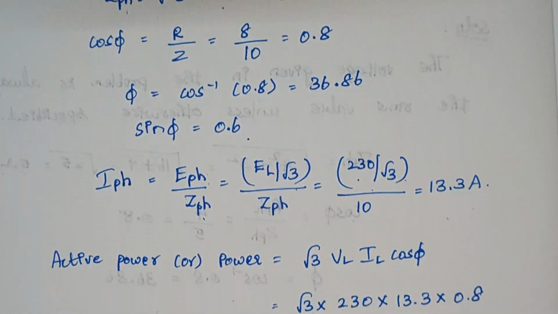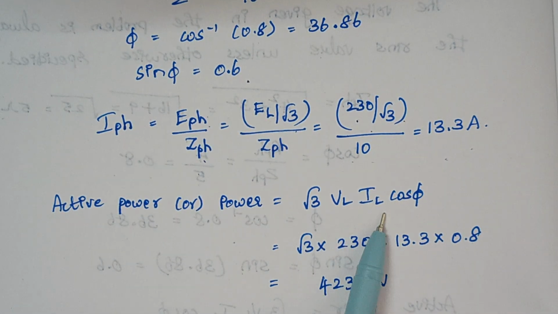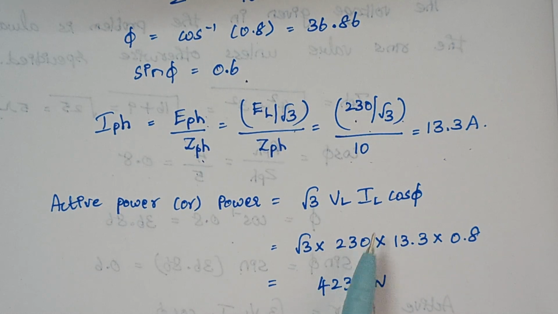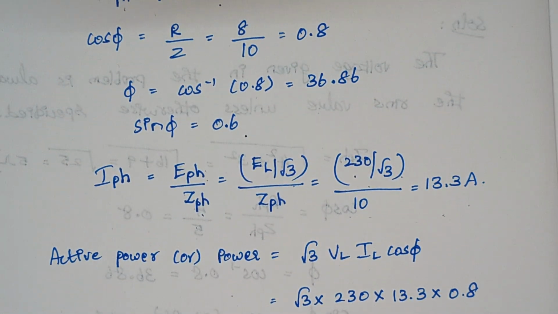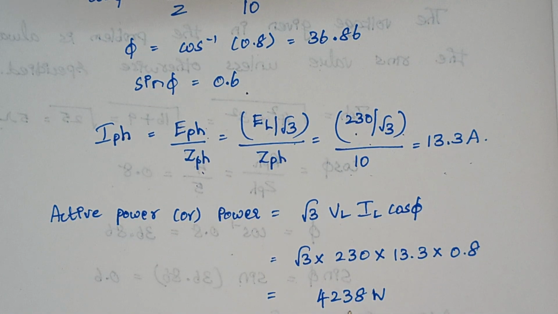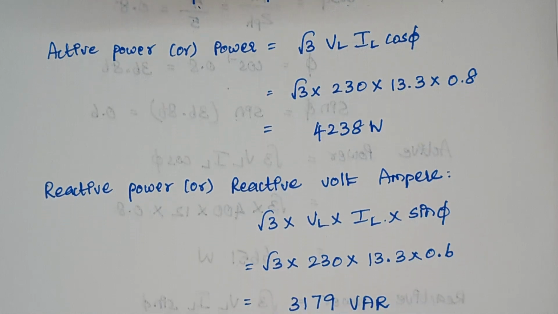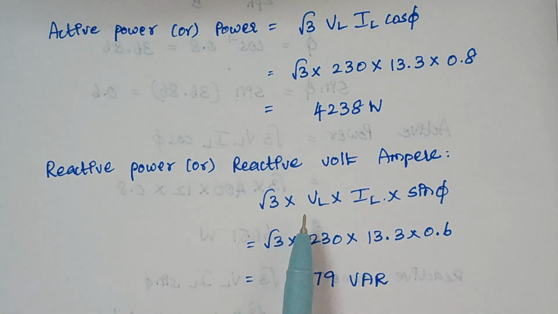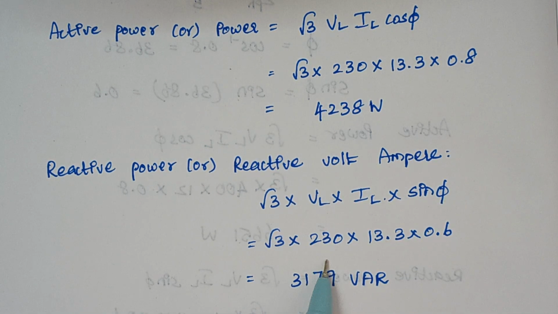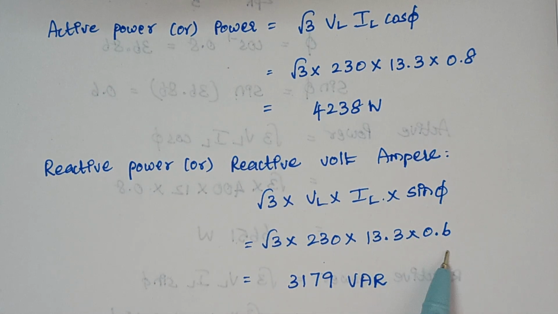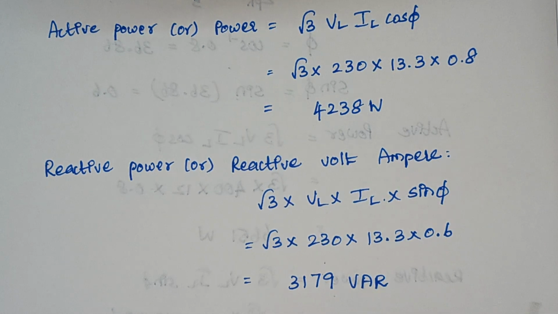Now just substitute in the formulas. Active power is given by root 3 VL IL cos phi. VL is given in the problem, IL we have just calculated and cos phi is 0.8. Substituting, the answer is 4238 watts. The next thing is reactive power or reactive volt ampere, again root 3 VL IL sin phi. So root 3 into VL is 230, IL is 13.3 and sin phi is 0.6. Here the answer is 3179 VAR, that is volt ampere reactive.